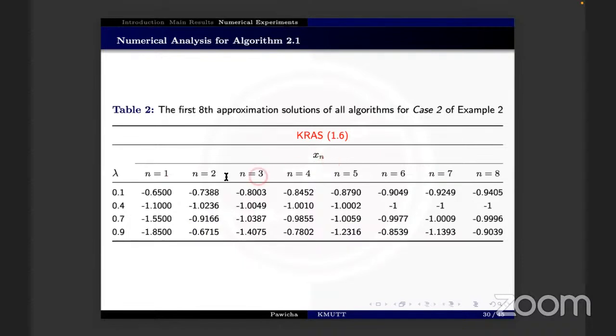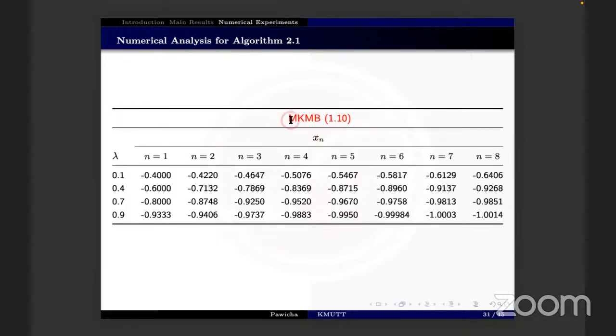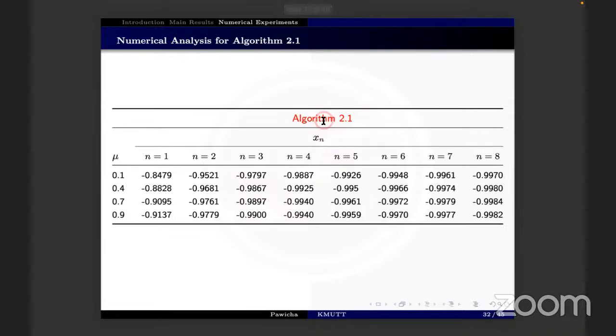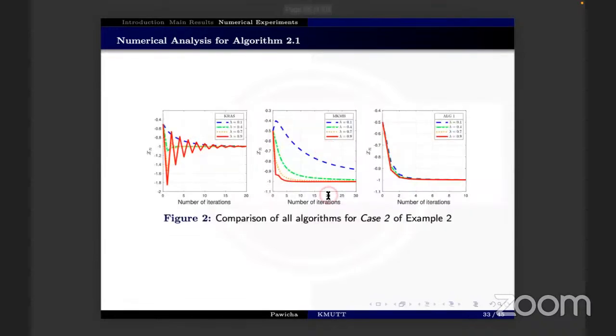And this is case number 2. We consider various values of lambda, and this is the Krasnoselskii-Mann iteration, and this is the Bregman algorithm, and the last one is our algorithm. And this is the graph of case number 2. We see that our algorithm depends on the value of lambda, but not much if we compare with the Krasnoselskii-Mann iteration and Bregman algorithm.